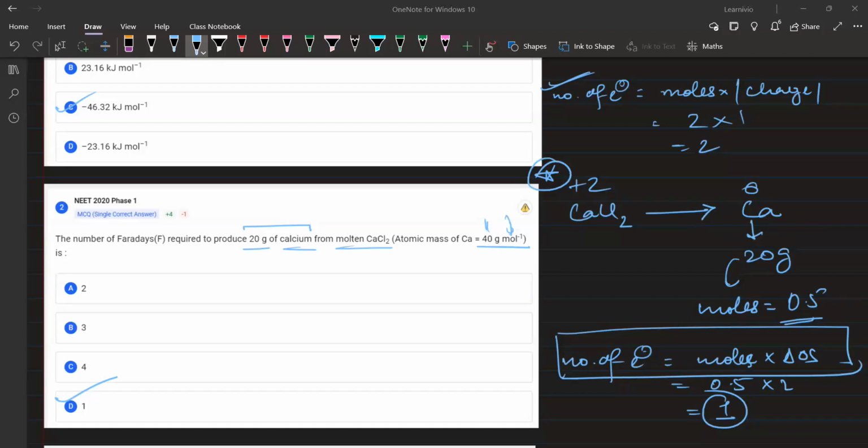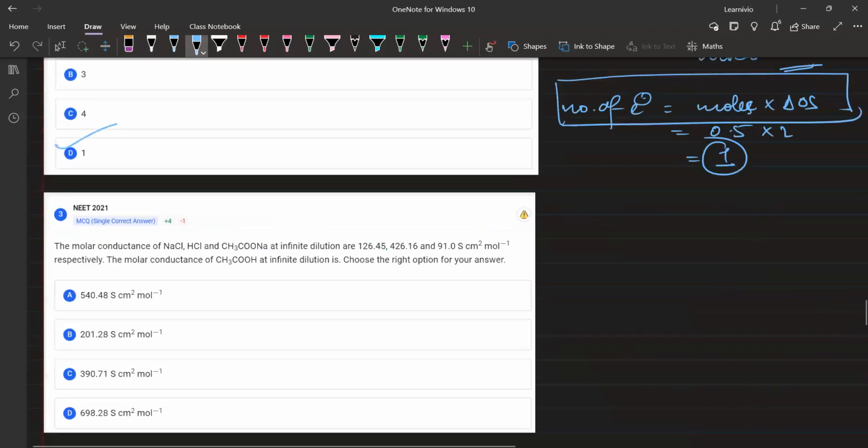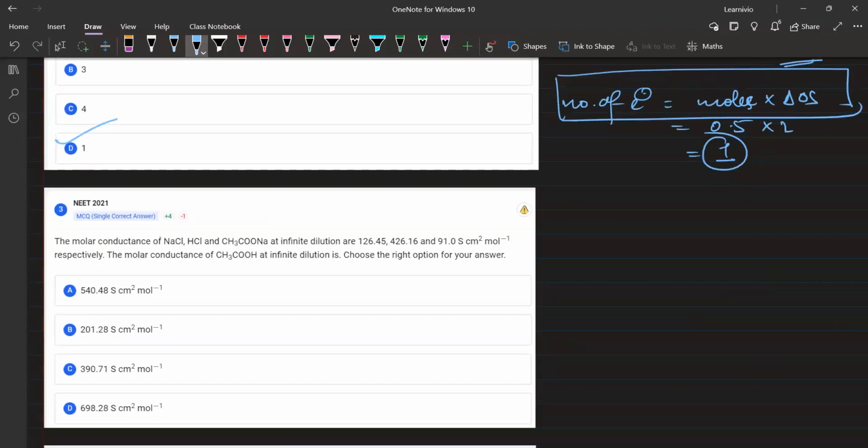चलिए आगे बढ़ते हैं. Try this. The molar conductance of NaCl, HCl, CH3COONa at infinite dilution are given. The molar conductance of CH3COOH at infinite dilution. I'm giving you guys 2 minutes, अगर आपको याद हो तो, how to calculate the infinite dilution value. We have been given these values और आपको CH3COOH का निकालना है. This is again boards level है. Take 2 minutes.